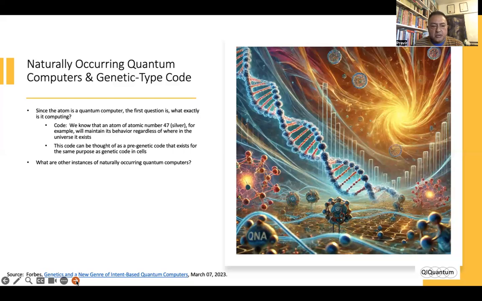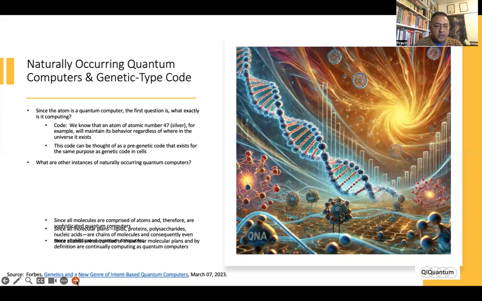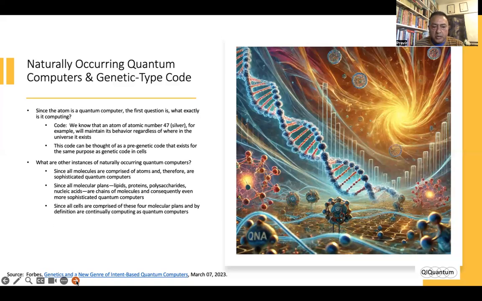So if this is true, then what are other instances of naturally occurring quantum computers? As I suggested, we have molecules that are comprised of atoms, and therefore they must be even more sophisticated quantum computers. And then we have molecular classes such as lipids, proteins, polysaccharides, nucleic acids that are chains of molecules, and that would imply that it's an even more sophisticated instance of quantum computers. And then we have cells that comprise these four molecular classes. And so these become an even more sophisticated type of quantum computers.